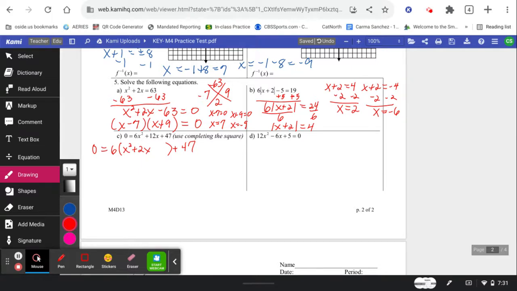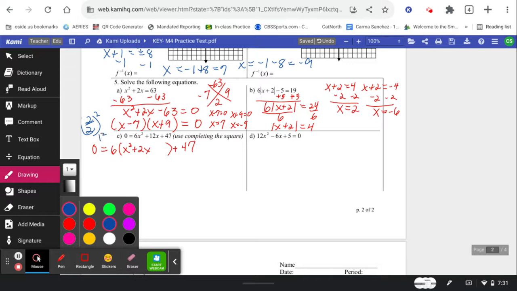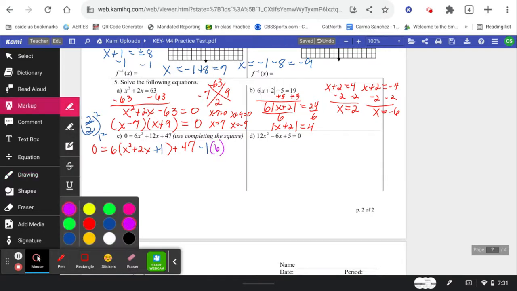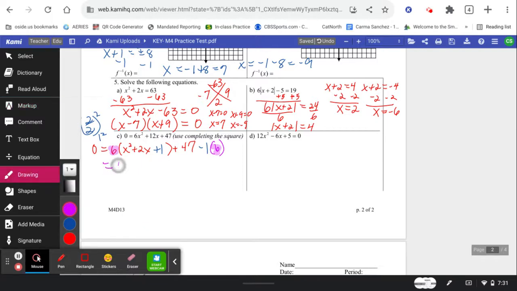Now I go do the b work on the new b. 2 divided by 2 is just 1. 1 squared is just 1. So we're going to add 1 and subtract 1 6 times. Why is it 6 times? Because of the 6 that we divided out right there. So here I go, 6 parentheses. What are going to be my perfect square factors there? And then 47 minus 6.